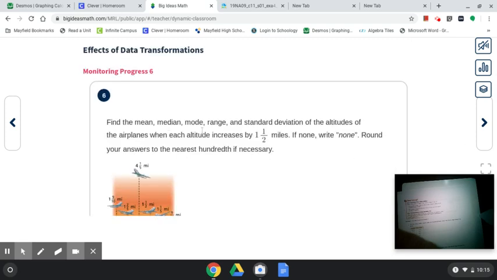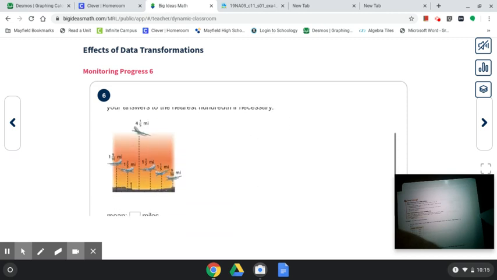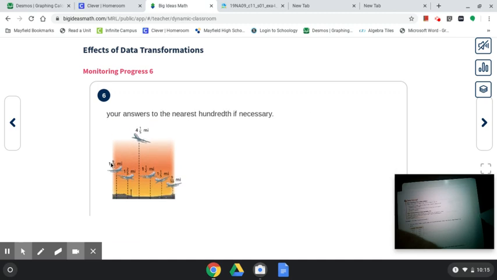Find the mean, median, mode, range, and standard deviation of altitudes of the airplanes when each altitude increases by 1.5 miles. If none, write none, round your answer to the nearest hundredth if necessary. So we're going to see these originals. Now you're going to have to increase them all by 1.5. Just add 1.5 to all of these.